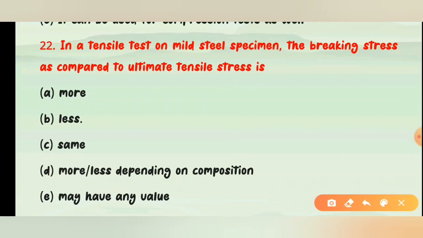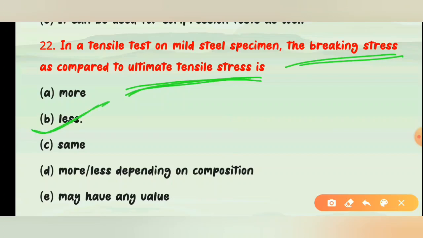Next, question number 22. In a tensile test of a mild steel specimen, the breaking stress as compared to the ultimate tensile stress. Ultimate tensile stress is the maximum stress and breaking stress is somewhat less than the ultimate tensile stress. So breaking stress is less as compared to the ultimate tensile stress. So here the answer is option B.